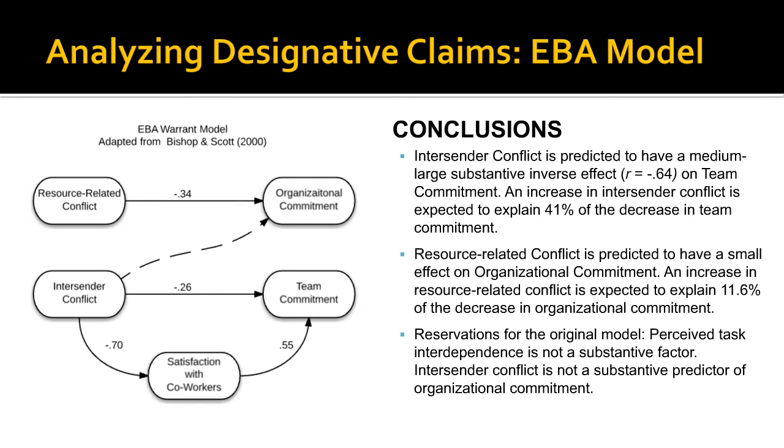We are now ready to prepare our conclusions. In EBA, it is generally a good idea to list the most substantive impact factors first. We list any reservations found in our analysis at the end of the conclusion. Inter-sender conflict is predicted to have a medium-large effect on team commitment. The increase in inter-sender conflict is expected to explain 41% of a decrease in team commitment. Resource-related conflict is predicted to have a small effect on organizational commitment. An increase in resource-related conflict will only explain about 11% of the decrease in organizational commitment.